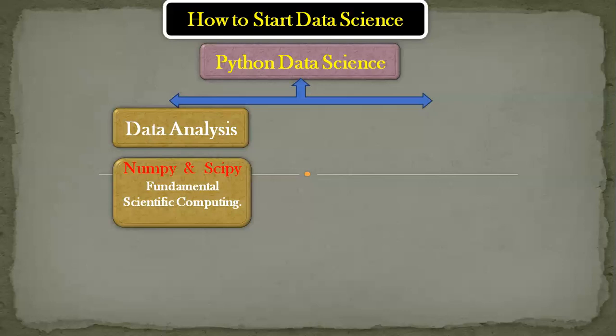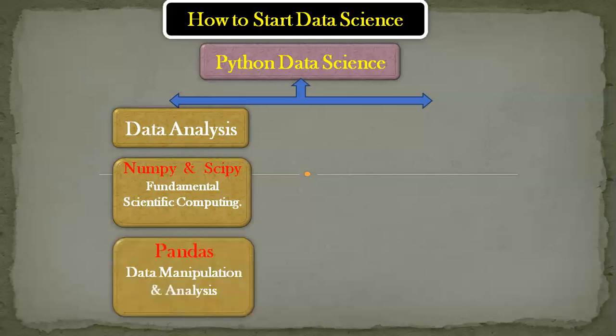And the second important module of data science, especially used for data analysis, is pandas. Now you can see that pandas is also used for data manipulation and analysis. So what are the basic differences between NumPy and pandas?